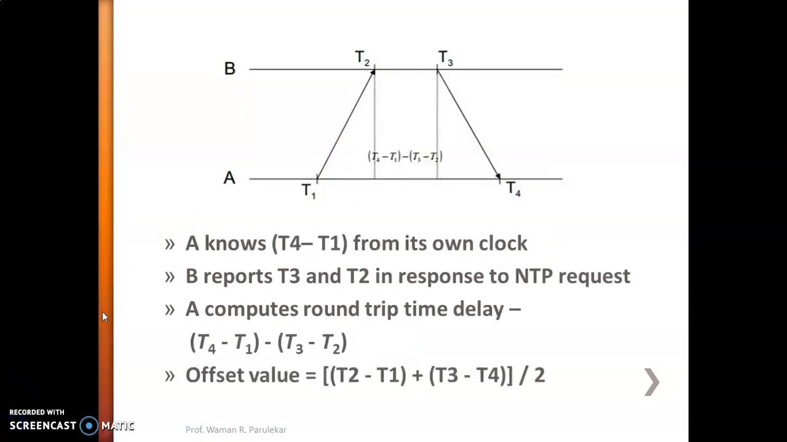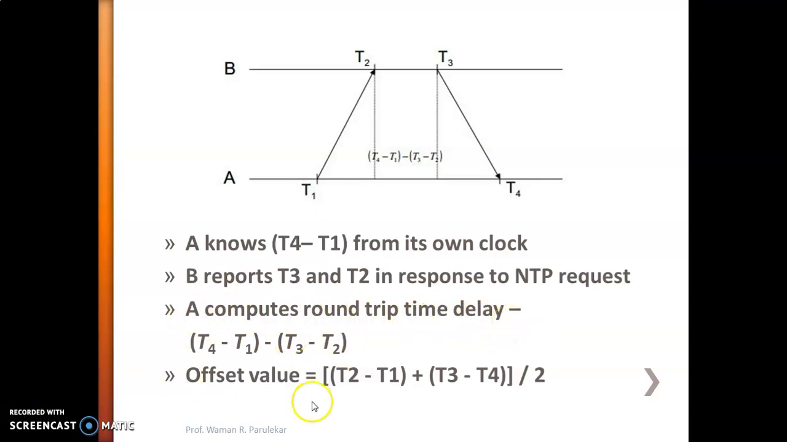Now we will see how we can calculate the round trip time delay and the offset value. The round trip time delay is (T4 minus T1) minus (T3 minus T2). T4 minus T1 is at the client side, and T3 minus T2 is at the server side, and using this we will get the total round trip time delay.